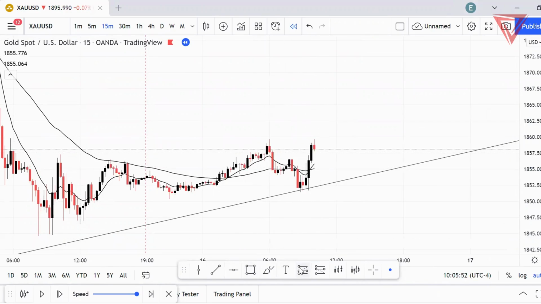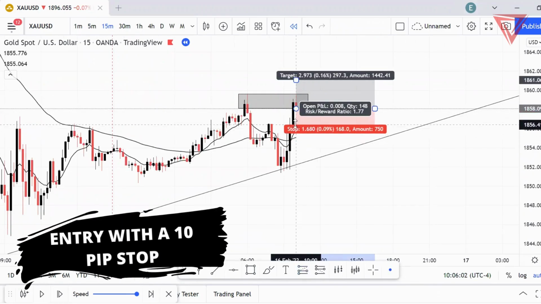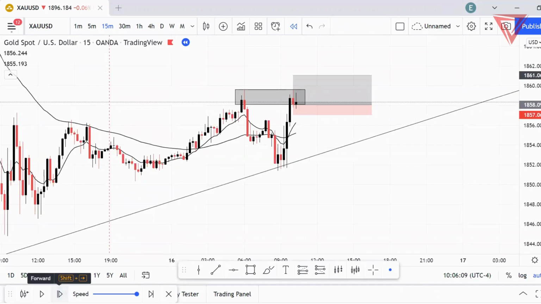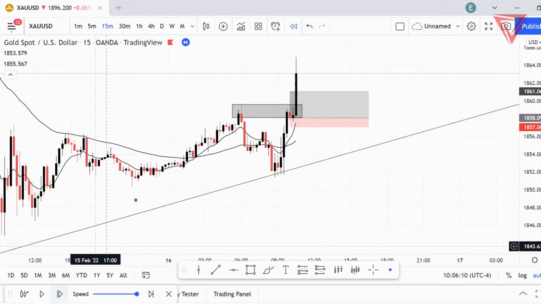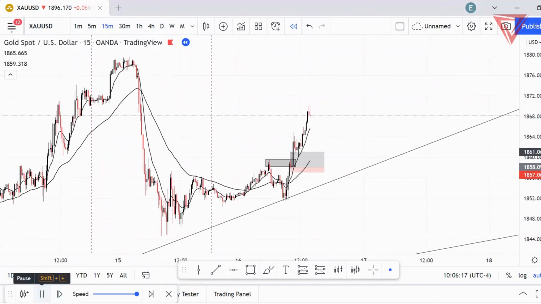So this is my zone here, right? That's my zone there. My entry is literally here with a 10 pip stop loss. Now you could go on a lower time frame, but that's my entry right here, 10 pip stop loss. Let's see what happens. Next candle gives me some drawdown, no problem. Boom. And after that, literally all I am doing at this point is letting the market do what it has to do.